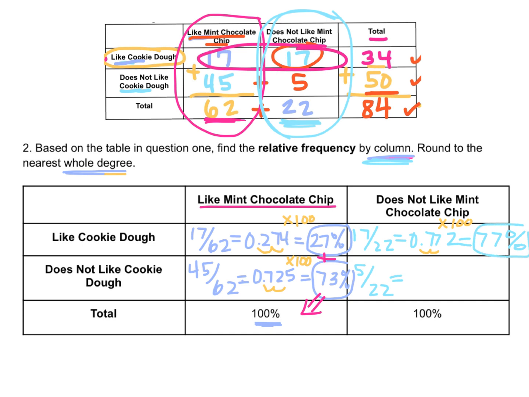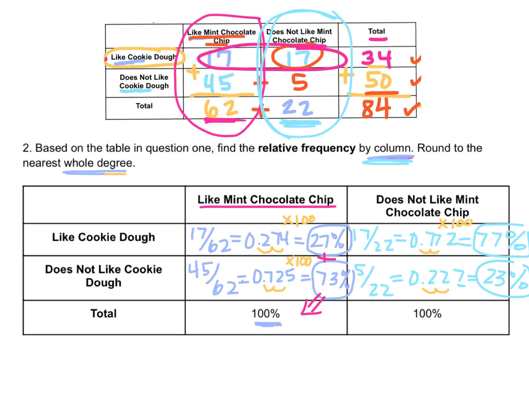And now 5 divided by 22. So put that in my calculator. 0.227, etc. Again, either move the decimal 2 places or multiply by 100. And this one, because this number is a 7, this will round up to 23%.